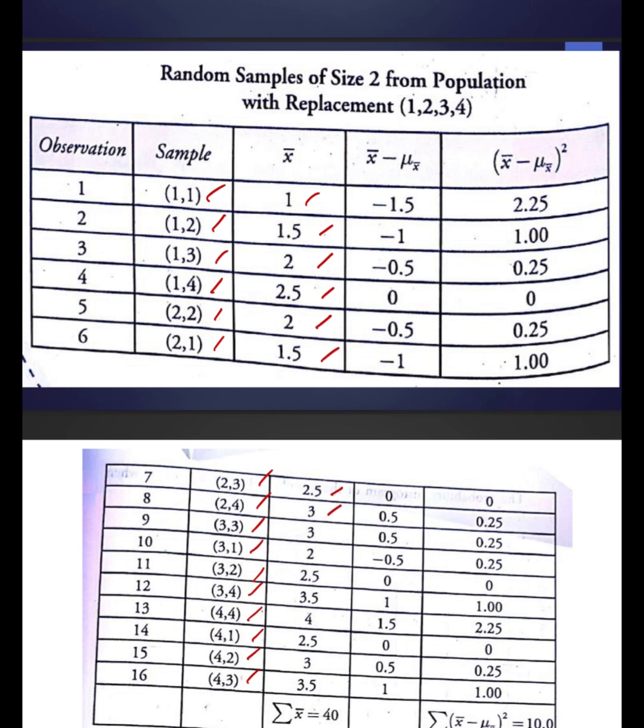3 plus 3 divided by 2 is 3. 3 plus 1 divided by 2 is 2. 3 plus 2 divided by 2 is 2.5. 3 plus 4 divided by 2 is 3.5. 4 plus 4 divided by 2 is 4. 4 plus 1 divided by 2 is 2.5. 4 plus 2 divided by 2 is 3. And 4 plus 3 divided by 2 is 3.5. Getting the summation of our sample means, that is now equal to 40.